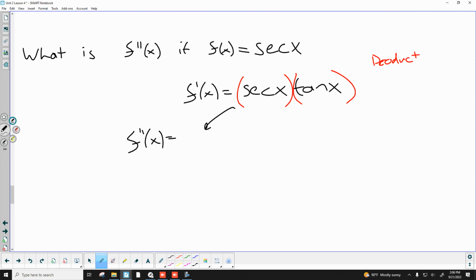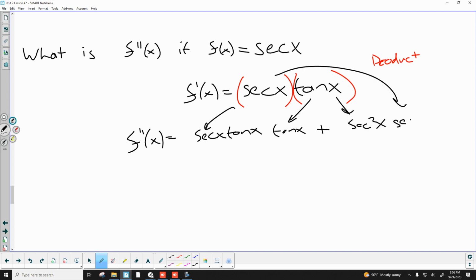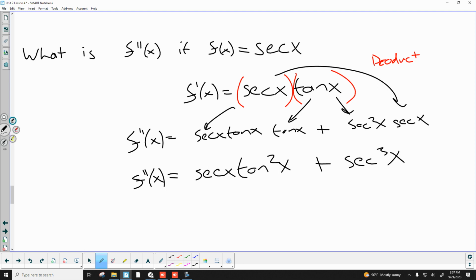So we have the slopes of secant again times tangent, plus the slopes of tangent times secant. Slopes of secant are secant tangent. The slopes of tangent are secant squared. We end up with a lot of secants and tangents. If we'd like to, we could combine them to be a certain amount of secants or a certain amount of tangents. You could factor out a secant x if you'd like to. I don't think you need to. Okay.